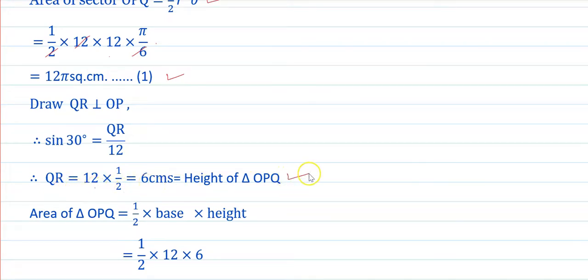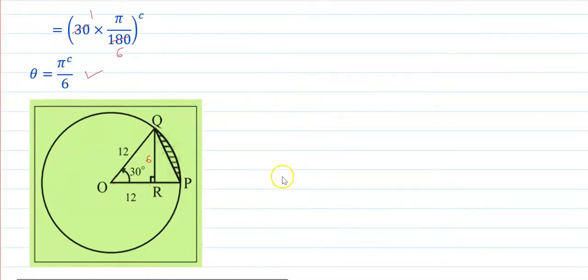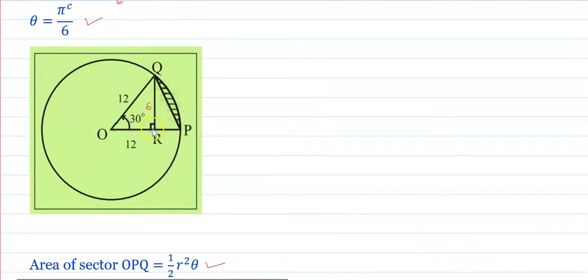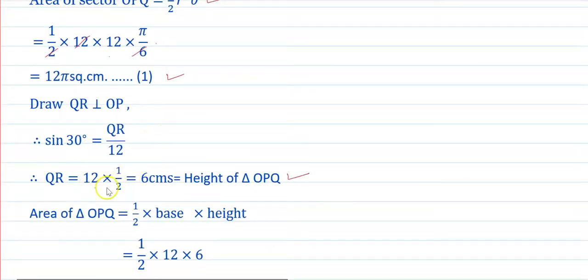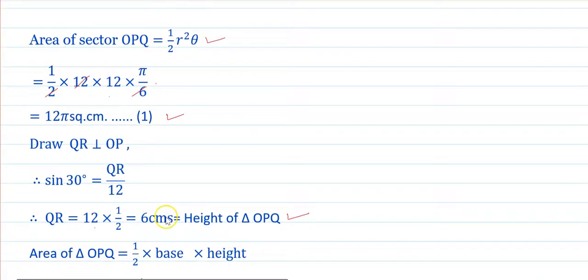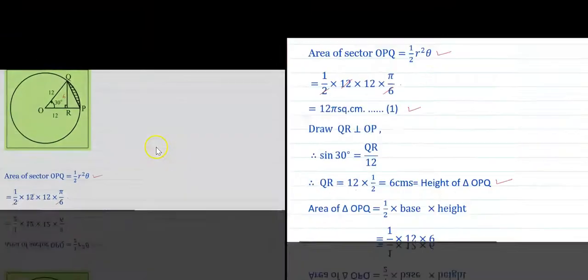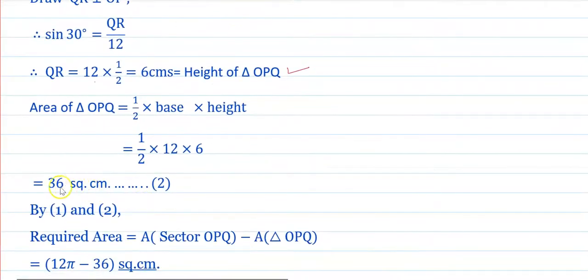Therefore, the height of the triangle OPQ is 6. Or using the 30-60-90 theorem, you can directly find it. Now the area of the triangle OPQ is 1/2 base into height. Base is 12, height is 6. You will get the area of the triangle as 36 square centimeter.